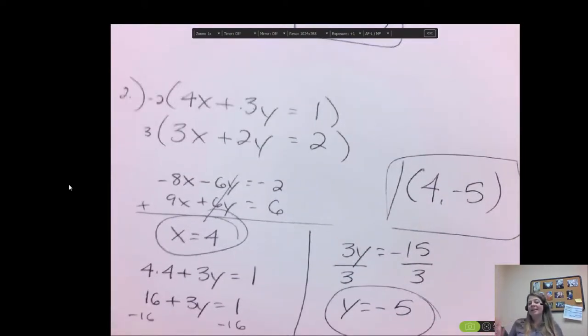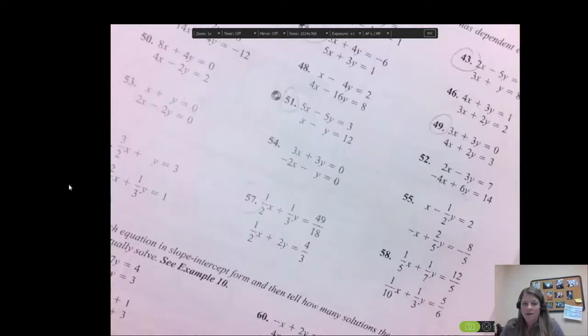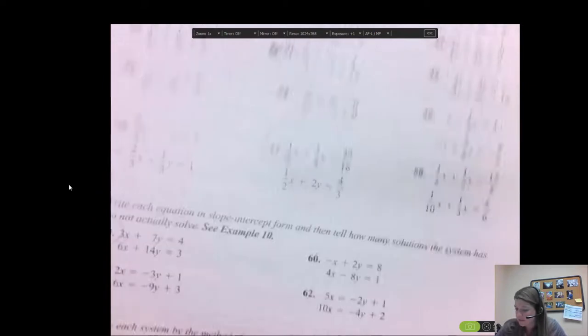So if something's not set up for elimination, well then set it up. You can multiply top and bottom. You could multiply just one row. Before I end this video, I want to show one. I've just got a book of problems. This goes with one of my textbooks for college. And I just want to show some problems over here.